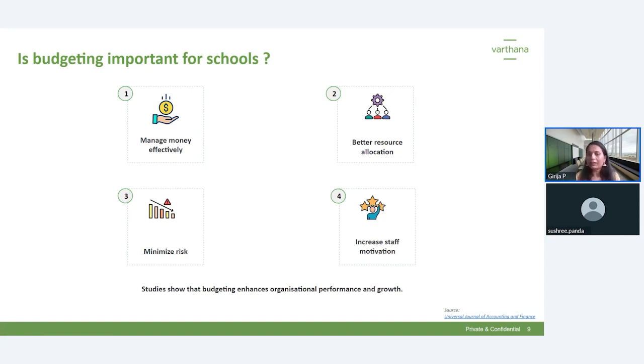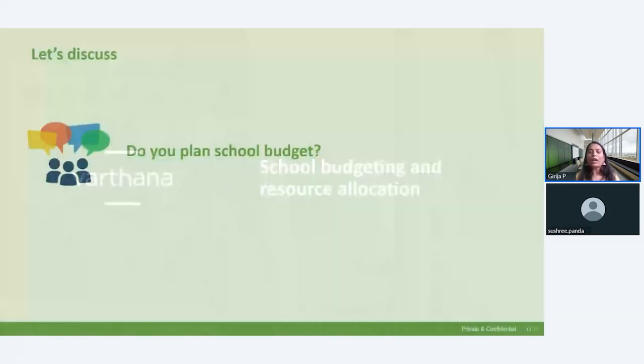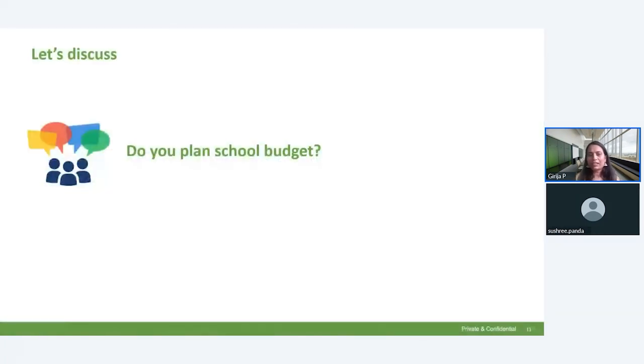Now next is how we should do it. I'm pretty sure many of you are doing it, but let's move ahead and see what can be the different ways we can do the budgeting, and what tools and resources we can use while doing the budgeting. And before I talk about it, I would like to know from all of you, do you plan your school budget?